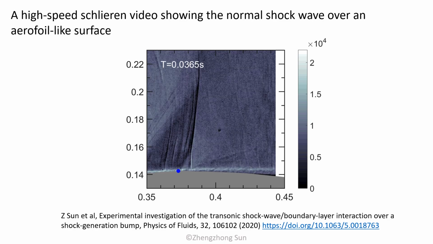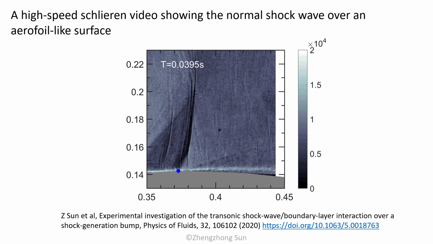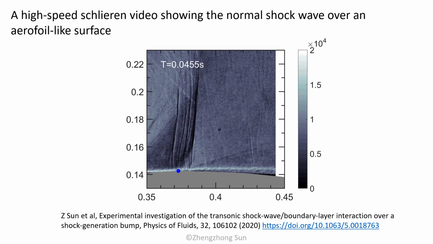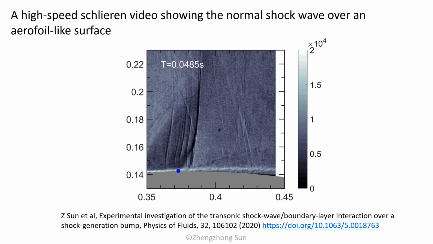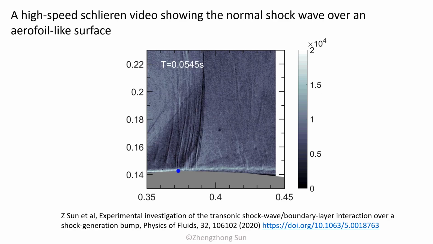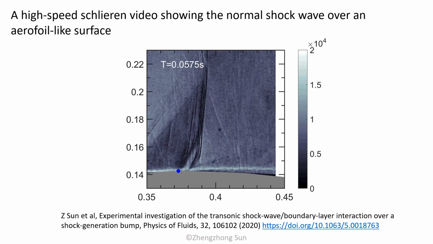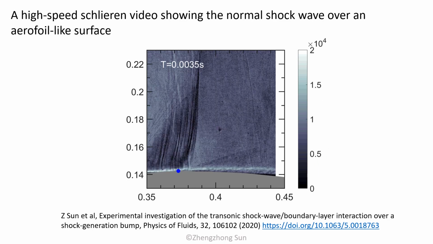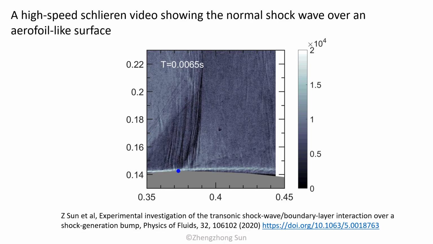Apart from the shockwave, we can also see a thinner brighter region over the flow surface. That's a turbulent boundary layer, and since a shockwave appears, we will have shockwave turbulent boundary layer interactions, and this is also a very interesting topic.